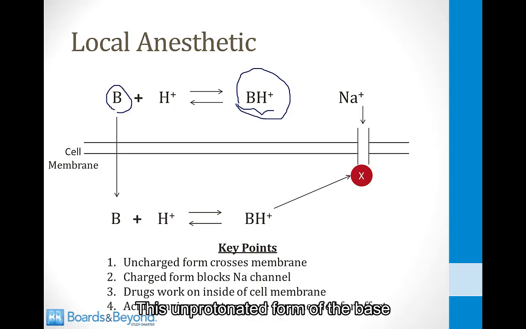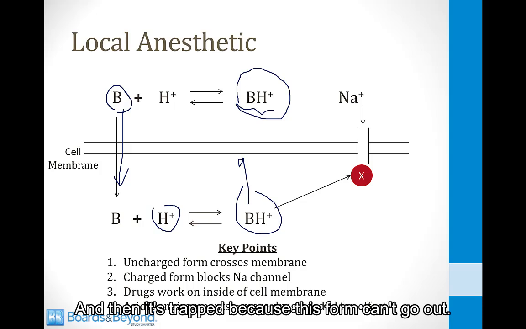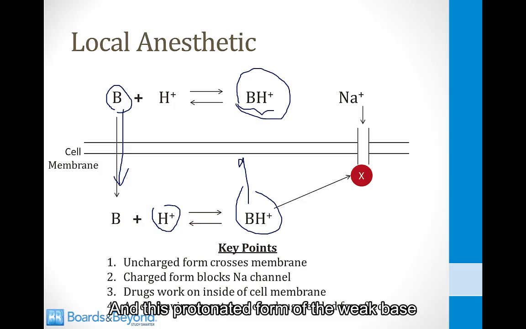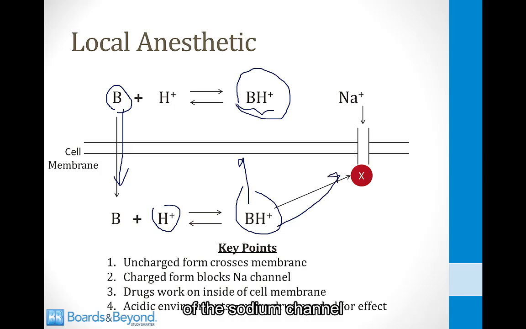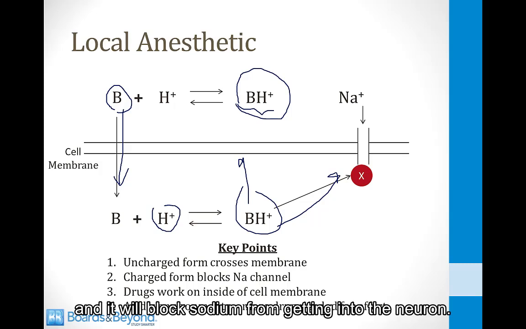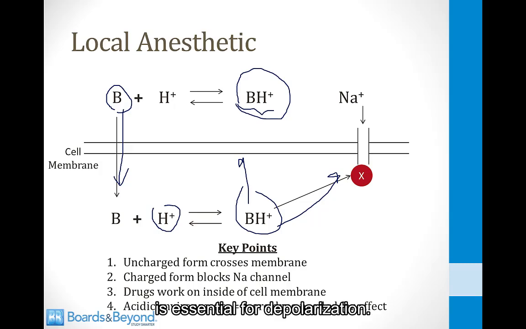This unprotonated form of the base can cross the cell membranes of neurons to get inside the cell. Once it gets inside the cell, it binds a hydrogen atom and becomes protonated, and then it's trapped because this form can't go out. This protonated form of the local anesthetic will bind to the interior portion of the sodium channel, and it will block sodium from getting into the neuron. You may recall that sodium getting into neurons is essential for depolarization. So when these drugs block sodium channels, they make it harder for cells to depolarize, and that means it's harder for the neuron to send pain signals back to the brain.